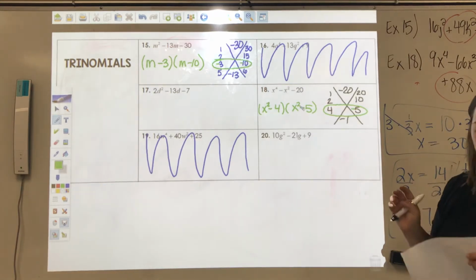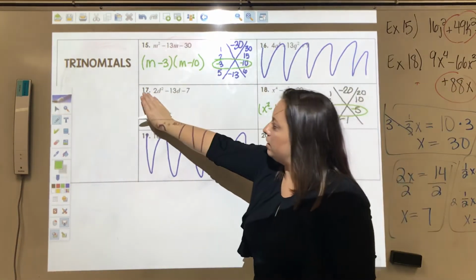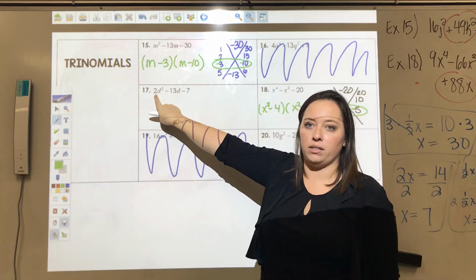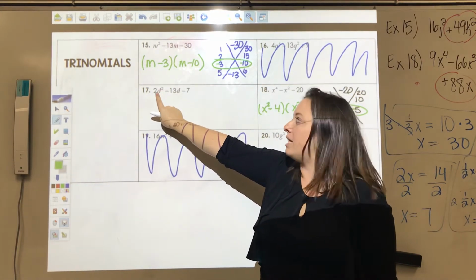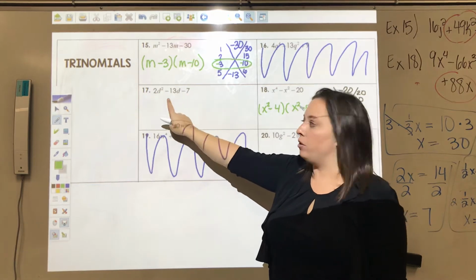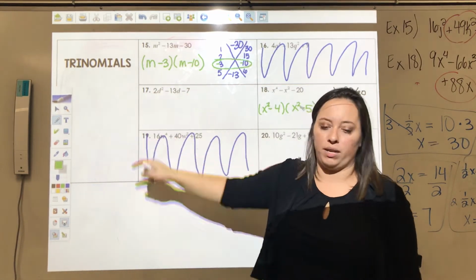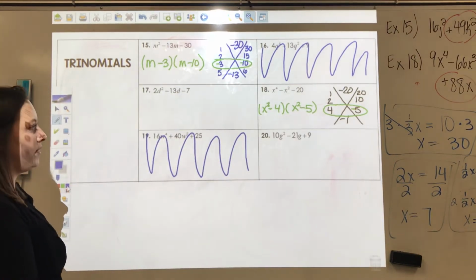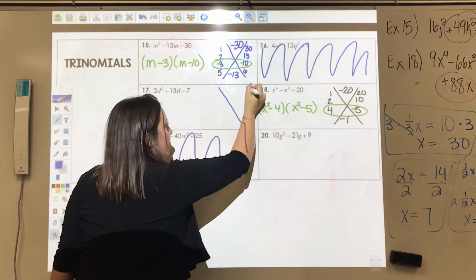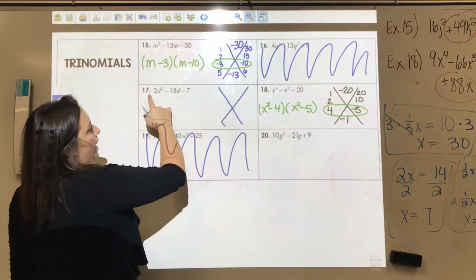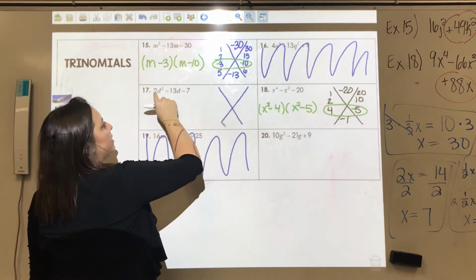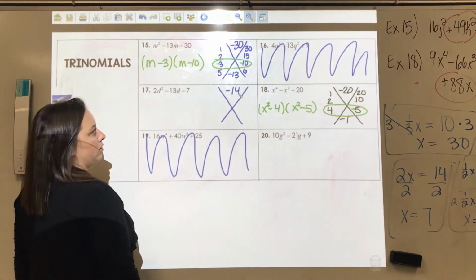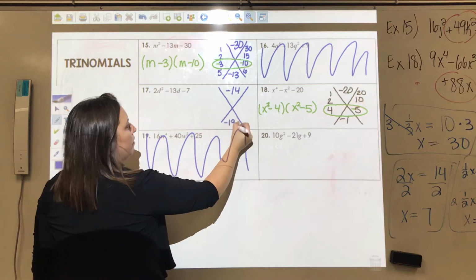All right. The next one we're going to go over is number 17. 17 is different than 15 and 18 because it now has a number in front of the squared term. We call this the A term, A, B, C. So we now have a number in front of the A term. You're still going to start it off exactly the same, so do your x. Remember, this one is the first number times the third. 2 times negative 7 is negative 14. The middle number still goes here, negative 13.